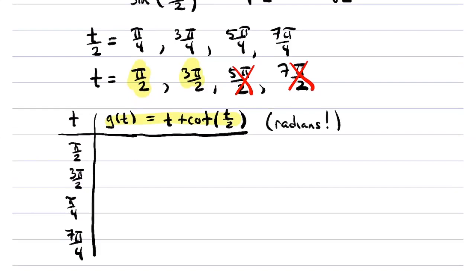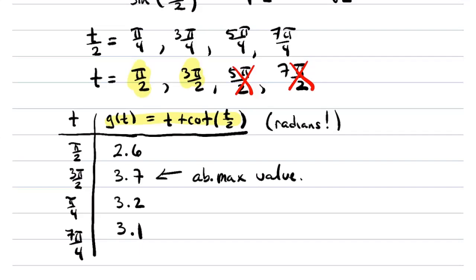So g of pi over 2, not g prime, but g, is 2.6 to the nearest tenth. G of 3 pi over 2 is 3.7. G of pi over 4 is 3.2. And g of 7 pi over 4 is 3.1. All right, so looking at those things, we can see that there's our absolute max. It happens at t equals 3 pi over 2.